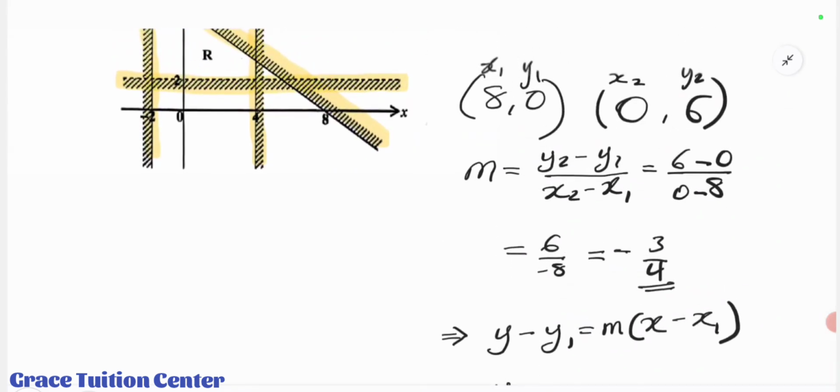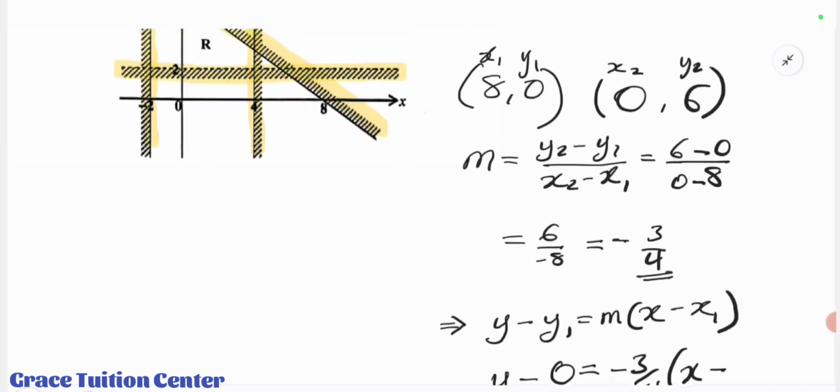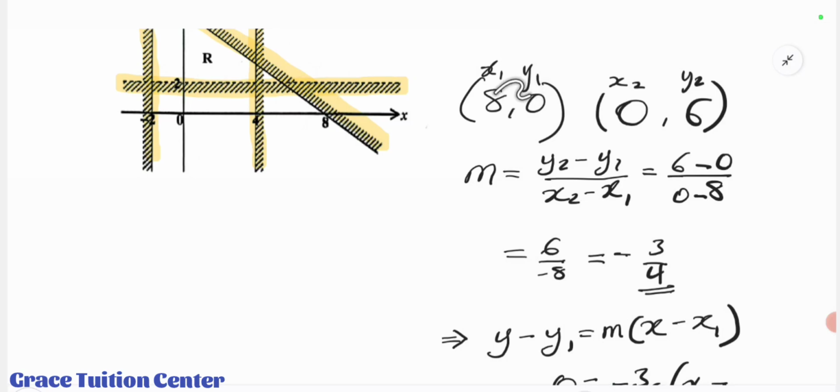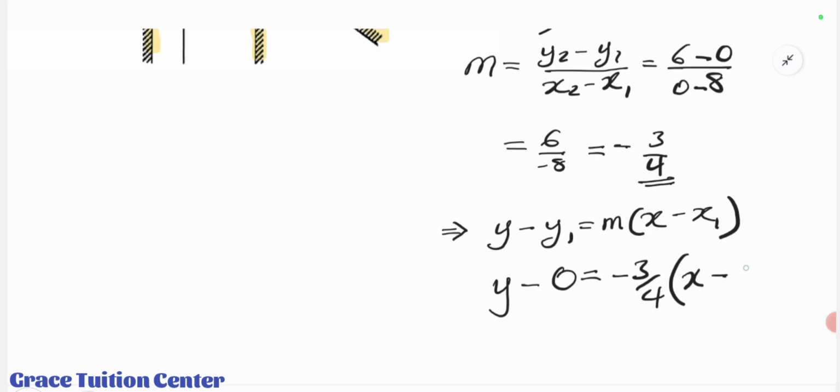Minus, what is our y1? Our y1 is here. What is that number there? 0. So where there's y1, I put 0. It is equal to m, which represents the gradient. M is the gradient. So what did we find for our gradient? We found negative 3 over what? 4. So I do that. Where there's x, I leave the x minus x1. What is x1? You can clearly see that our x1 is 8. So here, where there's x1, I will put 8. I close my bracket like that.